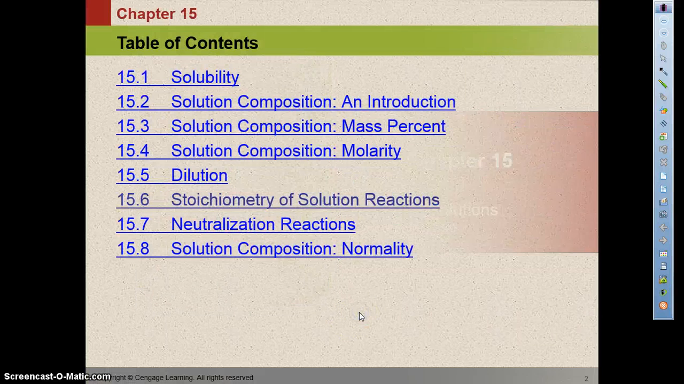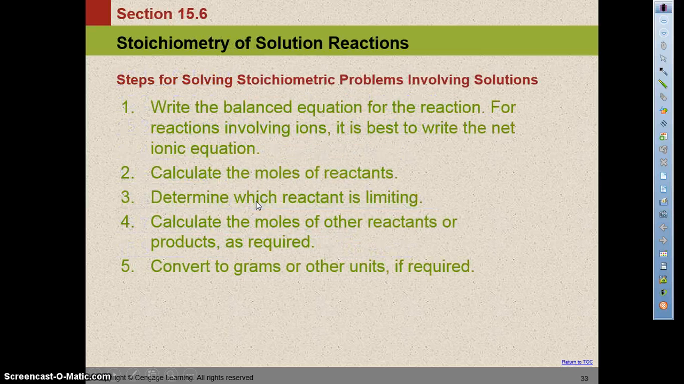In Chapter 15, Solutions, today we're going to talk about the stoichiometry of solution reactions. There are steps for solving these types of problems. We're going to make sure that we write the balanced equation. For reactions involving ions, it's best to write the net ionic equation. We calculate the moles of reactants, determine which reactant's limiting, calculate moles of other reactants or products as required, and then convert to grams or other units if required.